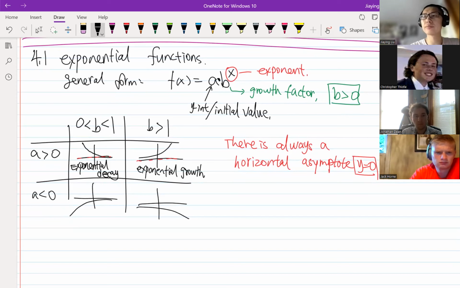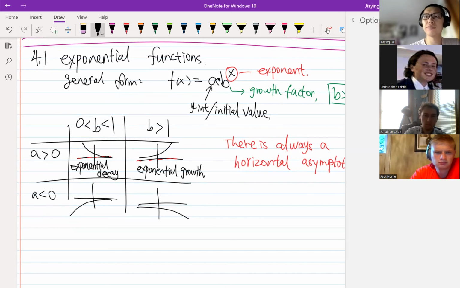Wait. Settings. I need to turn this off.